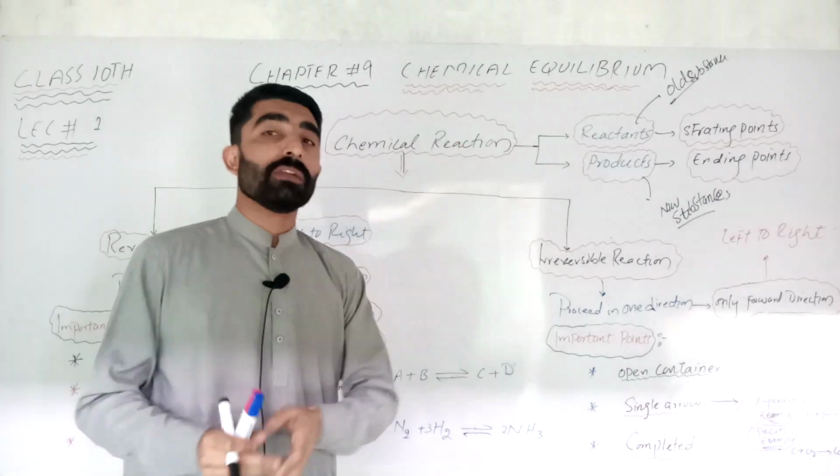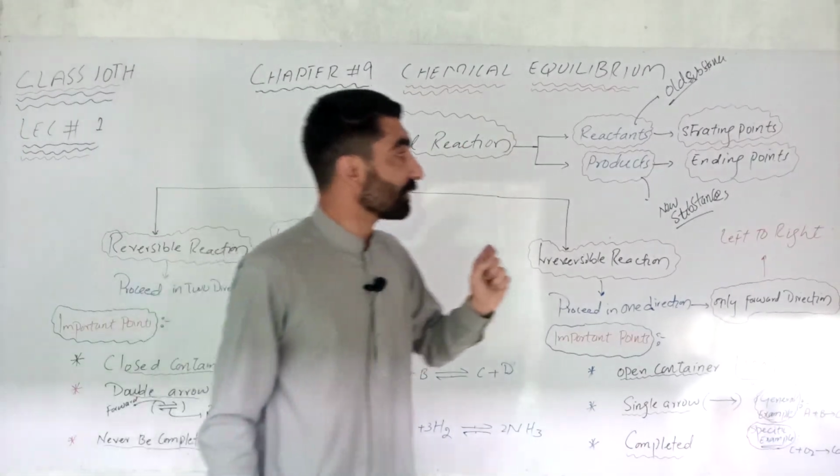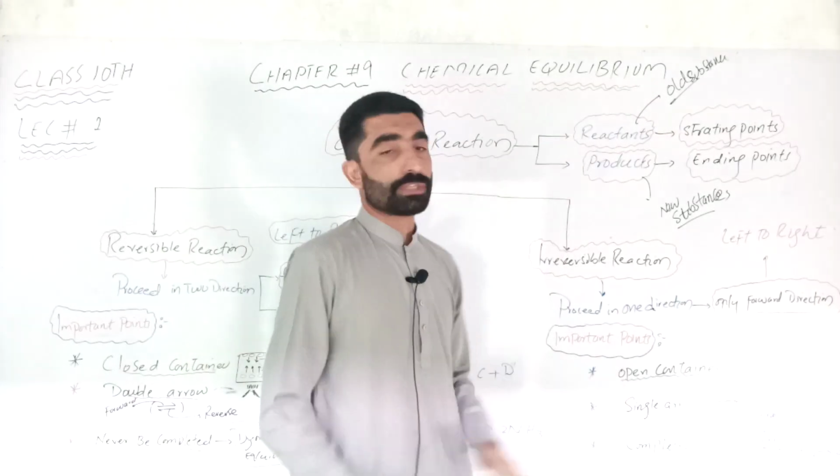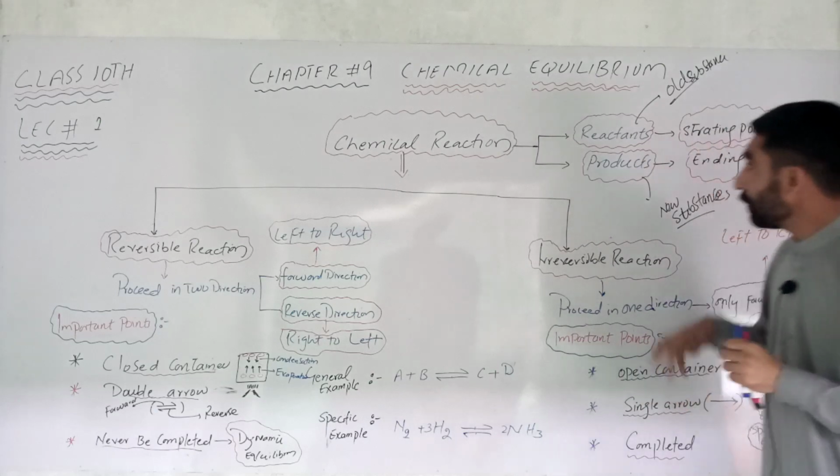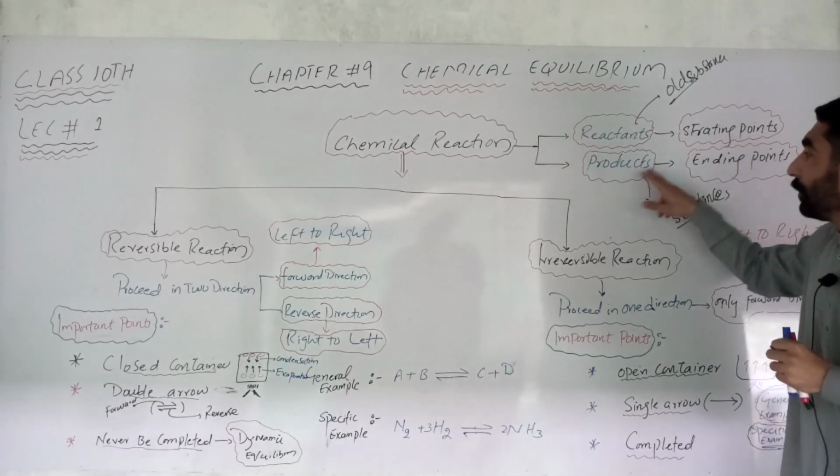What is the new substance? What is the old substance? The old substance is called the reactant and the new substance is called the product. What is a reactant? What is a product? Reactant means starting point, product means ending point.